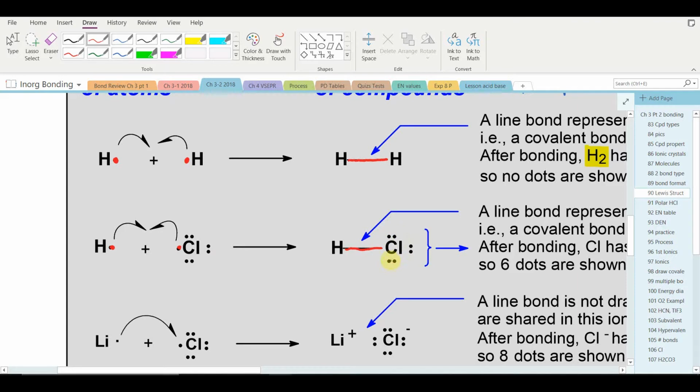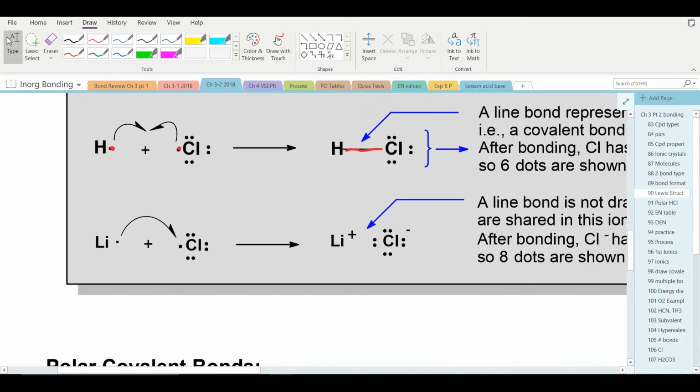Hear me please, you must always show non-bonded pairs of electrons. Anytime you leave them out, you'll lose marks. I'm not just trying to be mean. You'll see later in organic chemistry that every non-bonded pair of electrons is really important. In fact, most of the chemistry, most of the reactions occur around non-bonded pairs of electrons. We can never forget about them. Notice that hydrogen, which had a dot, does not have a dot after it's bonded.